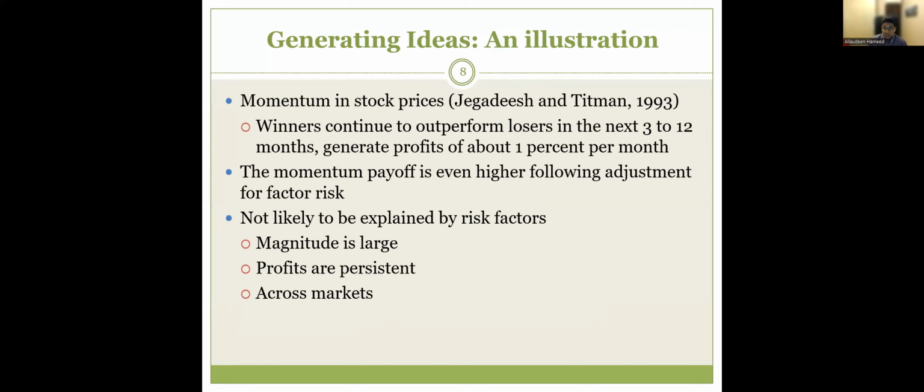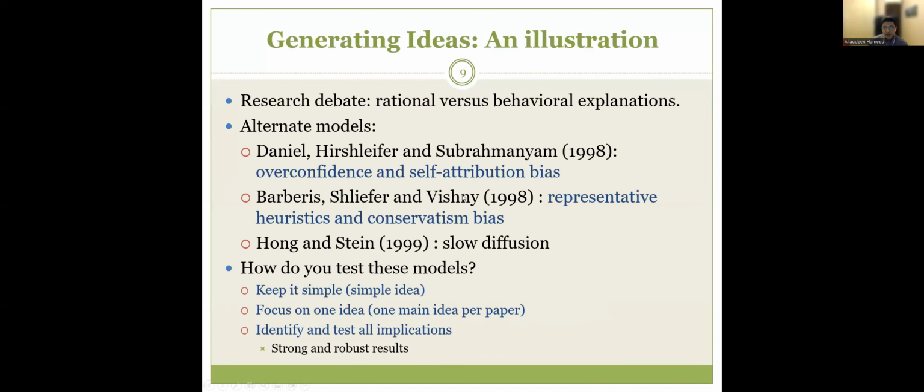Then the question that we were thinking about, this was again 10, 15 years ago, a research paper that I did with my co-authors, we kind of looked at the literature, right? So the literature says there are potentially two sources of explanation. One is rational, could be risk-based, and the other one is behavioral, right? And there were several models that were being generated that tried to explain momentum, right? In these theoretical models, let me just talk about the first one, which is overconfidence and self-attribution bias. And there were two other prominent models.